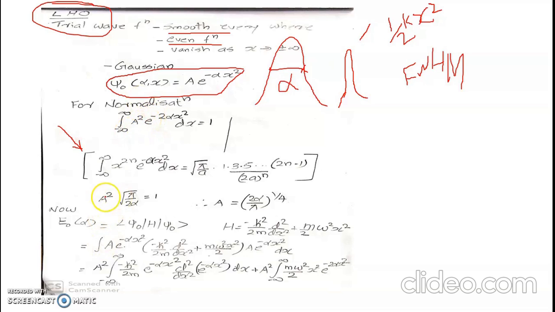So a square, the normalization constant taken out of the integral, into square root pi by, instead of a I have 2 alpha here, that is the coefficient of minus x square in the exponent term, into 1 into 3 into 5. There is say 2n equal to 0 itself, so there will be only 1 as the term, divided by 2a power 0, so that term will not be there in this expression. That's equal to 1, which makes a equal to 2 alpha by pi raised to 1 by 4. So the normalization part is over.